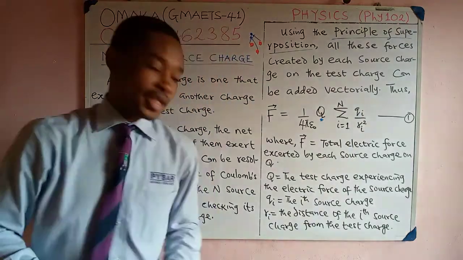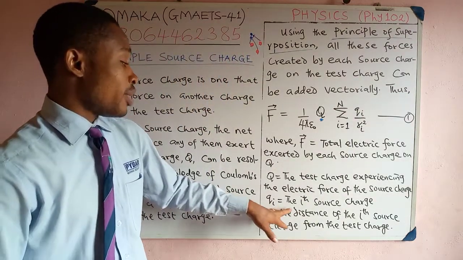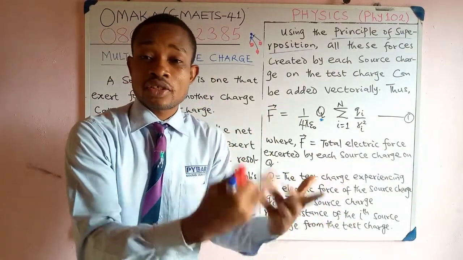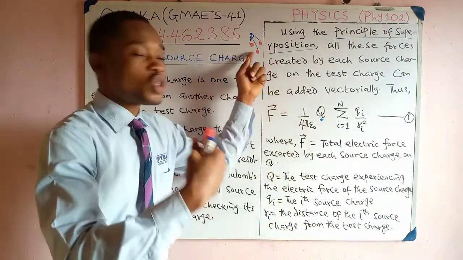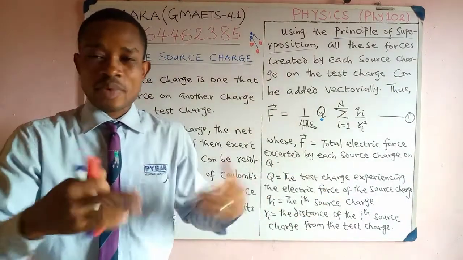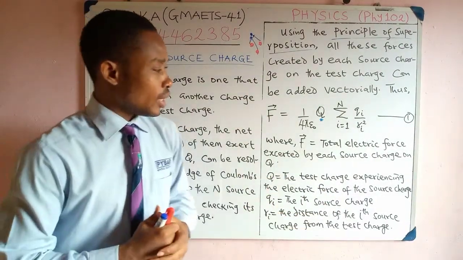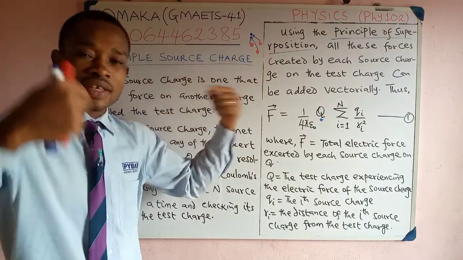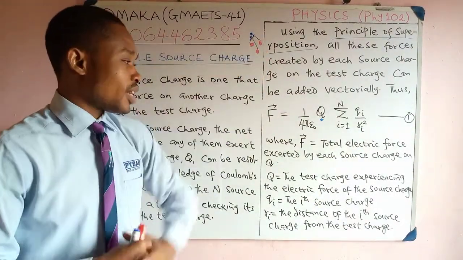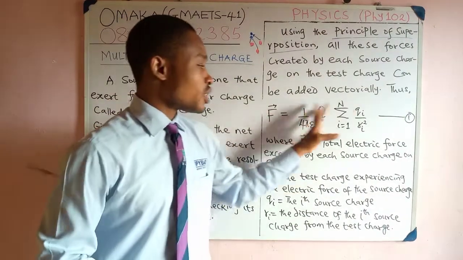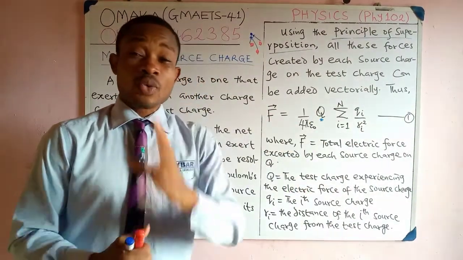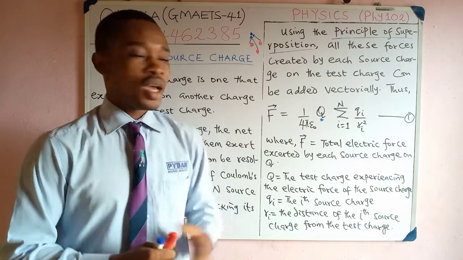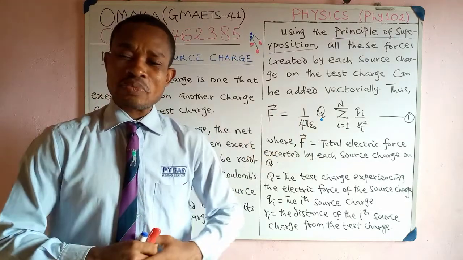This Qi, just like I defined, means the ith source charge. That is source charge number 1, source charge 2, source charge 3. So the i represents 1, 2, 3 as the case might be. Of course, each of the source charges has its own distance away from the test charge. So just use this formula and then you resolve everything. We're going to apply it in our next video when we solve questions for us to see how we use it. I believe it is very simple.